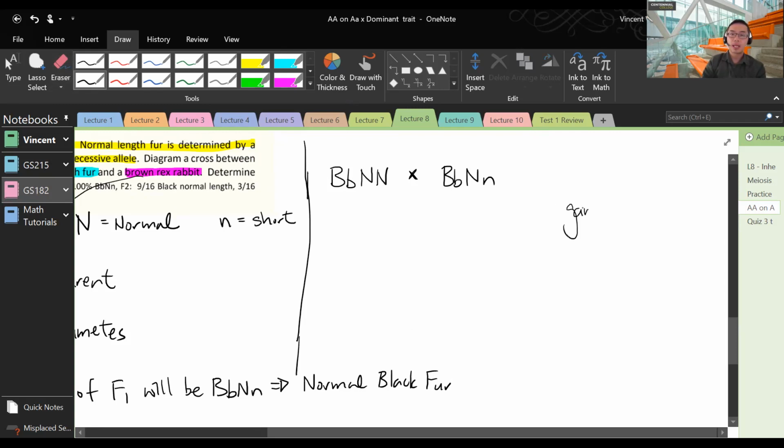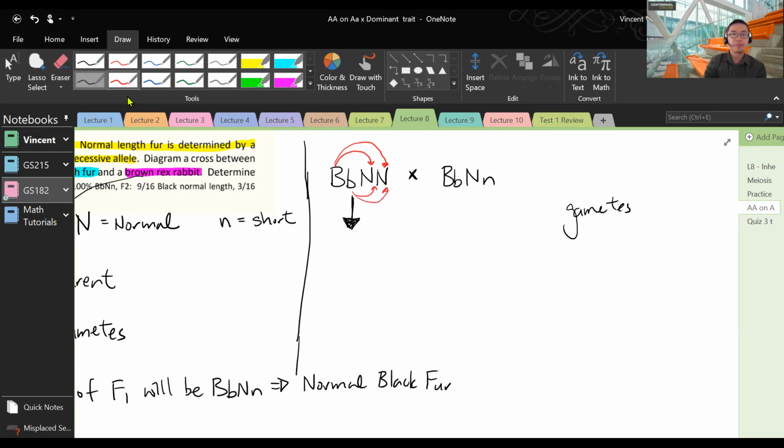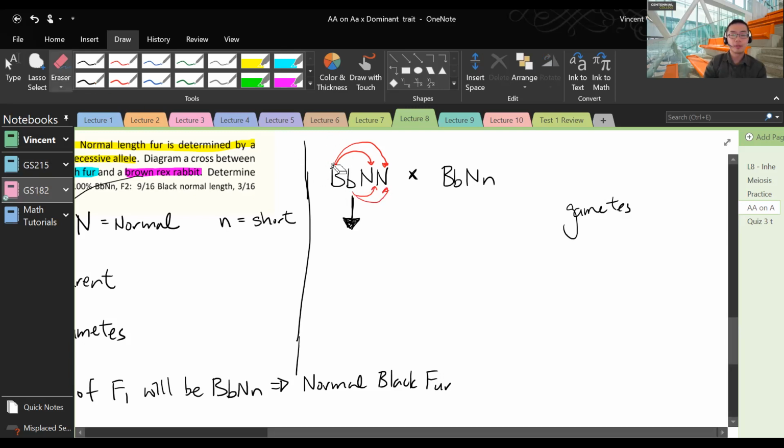Okay, so let's say I have this. What are the possible gametes? Let's think about the gametes for this one. Well, we can have a big B and a big N, and then here is big B, big N again. So same thing. We can have a small b, big N, small b, big N. So for this particular rabbit, the possible gametes would be big B, big N, or small b, big N.